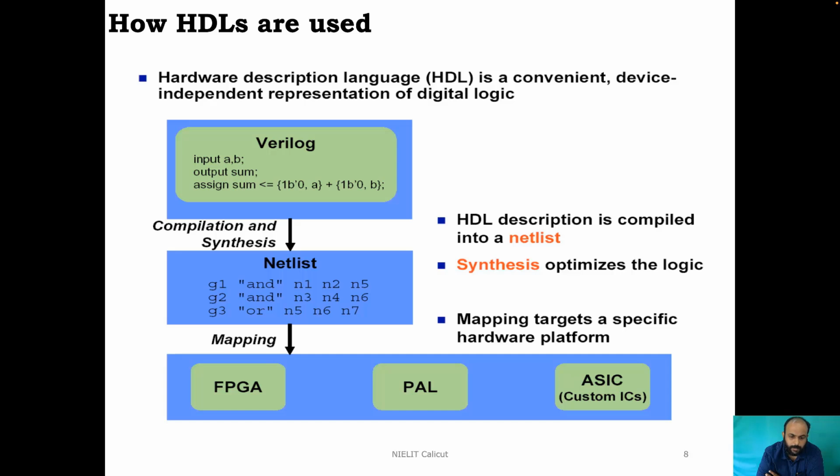The hardware platform could be a reconfigurable platform like a PLD, programmable logic device, or a PAL, programmable array logic, or a programmable logic array, or it could be a somewhat more complex field programmable gate array also. Also, there is an option to use it for creating custom integrated circuits, or application specific integrated circuits. Okay, this is how HDLs are used.